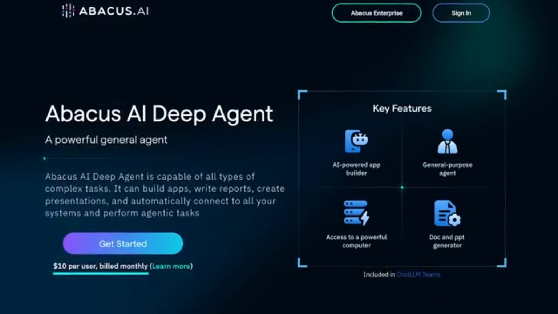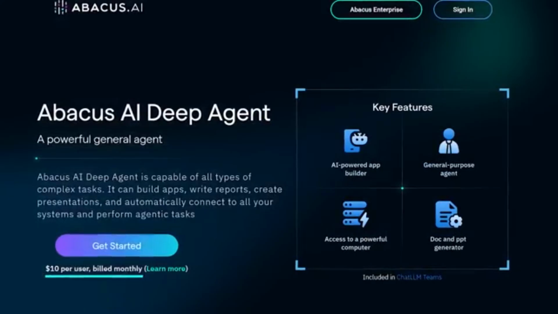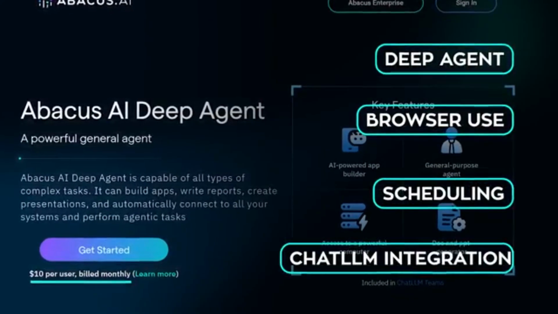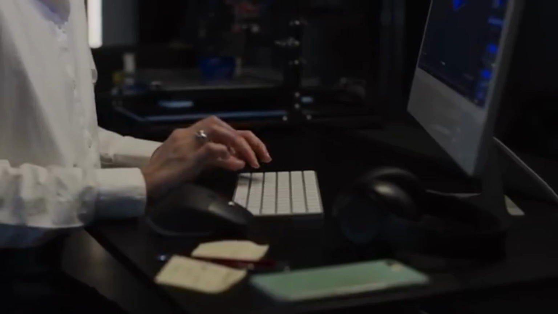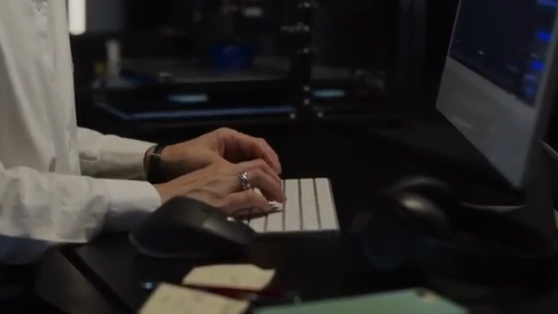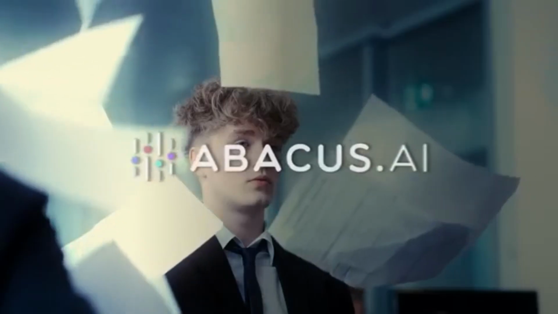The pricing is straightforward, $10 a month for the basic tier, which gives you full access to Deep Agent browser use, scheduling, and ChatLLM integration. For most people, automating even a single daily task at that price already pays for itself in saved time. And for power users, it scales easily with additional credits.